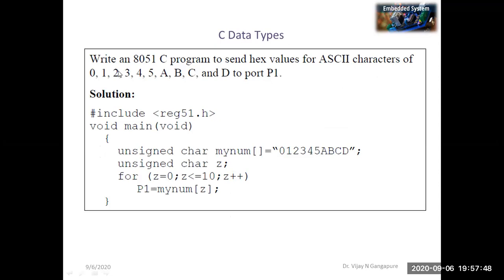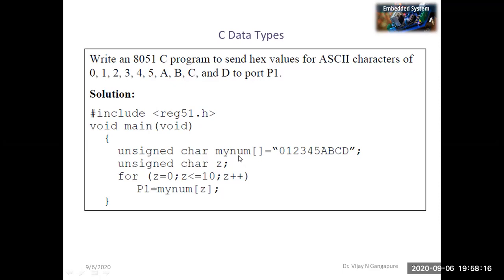So one more program: write an 8051 C program to send hex values for ASCII characters of 0, 1, 2, 3, 4, 5, A, B, C, D to port P1. So we are going to output ASCII codes of 0 to D to port 1. See here, the program is written for that. I'm including the reg51.h file first, and in the main function I have written the program.